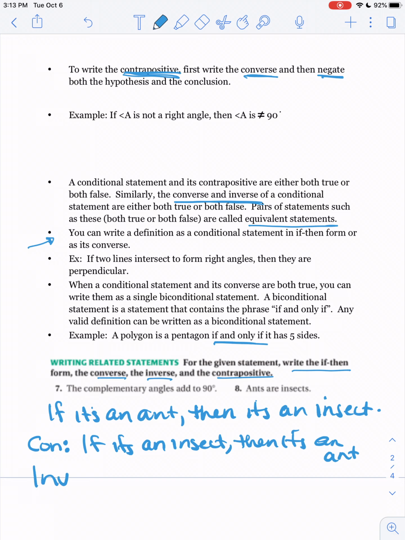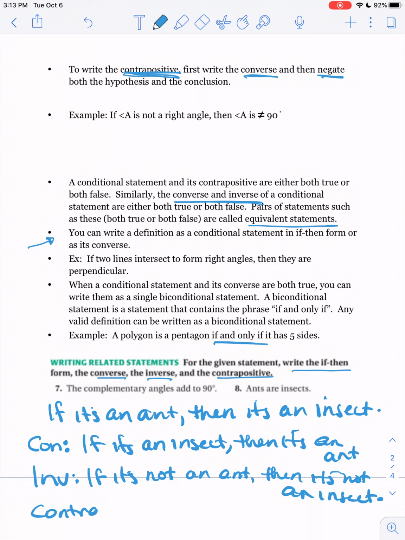The inverse is negating the original statement. If it's not an ant, then it's not an insect. And finally, the grand finale, the contrapositive, we're going to do both. We're going to switch it and then negate it. So we're going to say if it's not an insect, then it's not an ant. All right, let's move on.